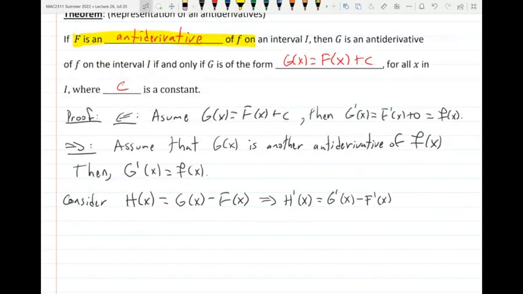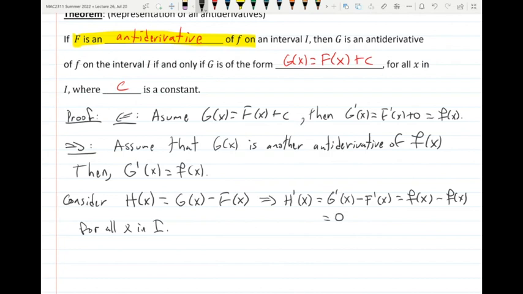What is g prime? Little f of x, because g is an antiderivative, right? And what is capital F prime? Is also little f. So this is going to be equal to 0. And this is true for all x in I. Yes? So h is a function whose derivative is 0 for all x in the interval I. What does that mean about the function h? If you have a function whose derivative is completely 0 on an entire interval, what does that mean about the function on that interval?